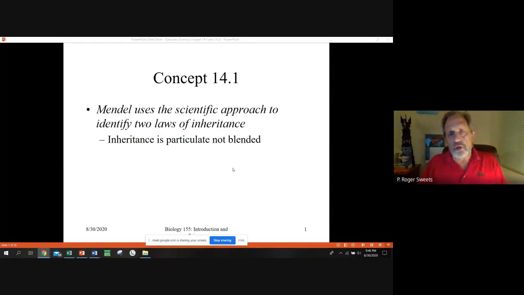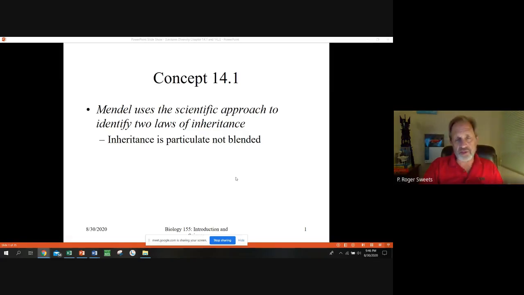Okay, so I'm starting off with concept 14.1. It is Chapter 14, which says Mendel uses a scientific approach to identify two laws of inheritance. That all sounds very dry, but in fact, it was an incredibly important advance as far as the science of evolution and biology came to be. Because at the end of this process, Mendel understood, even though he wasn't recognized in his own lifetime, that the inheritance of traits is particulate and not blended. To explain why that's important, it's going to take me just a couple of minutes.